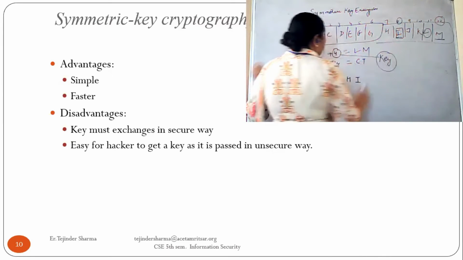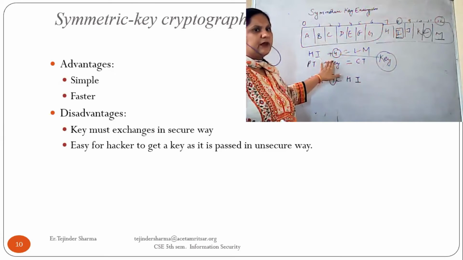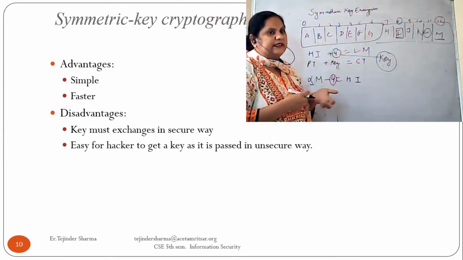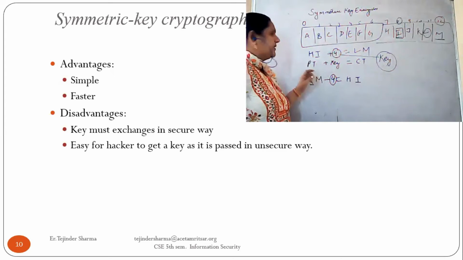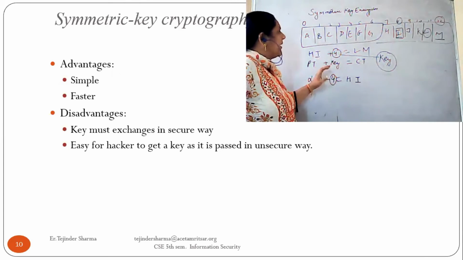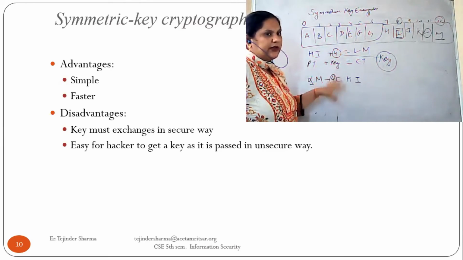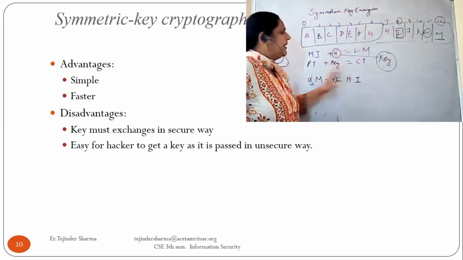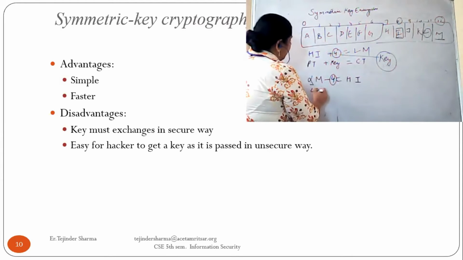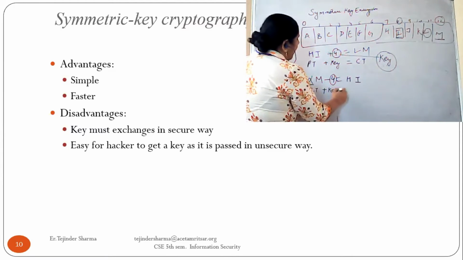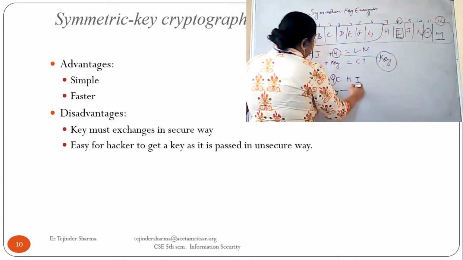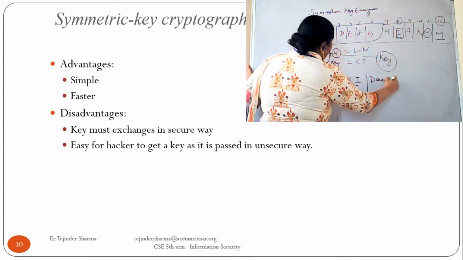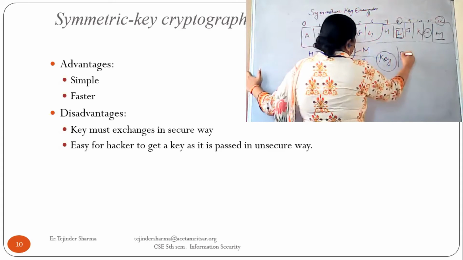Now what happens when the opponent has access to this number 4? Definitely he will try to guess, because he knows various techniques of how to decode the text. So he will apply +4 or -4, and he will be able to get the plain text. So this was your ciphertext, this was your key, and this is your plain text. This process is called decryption, and this is called encryption.